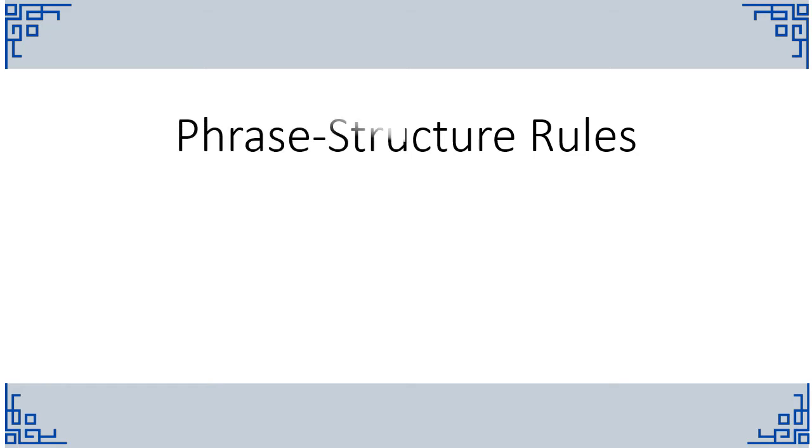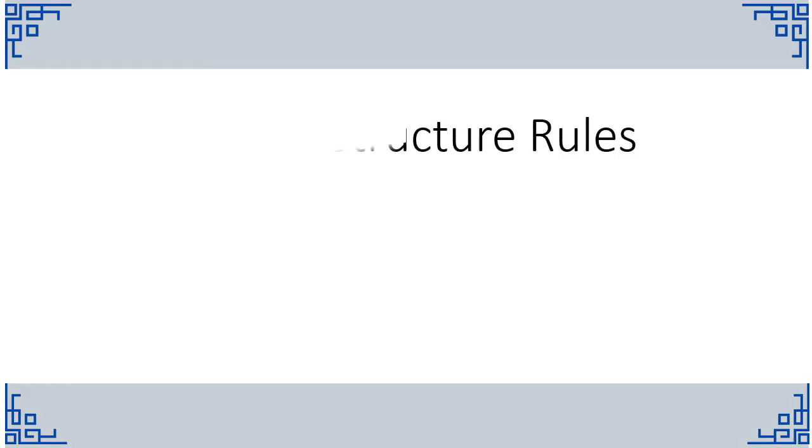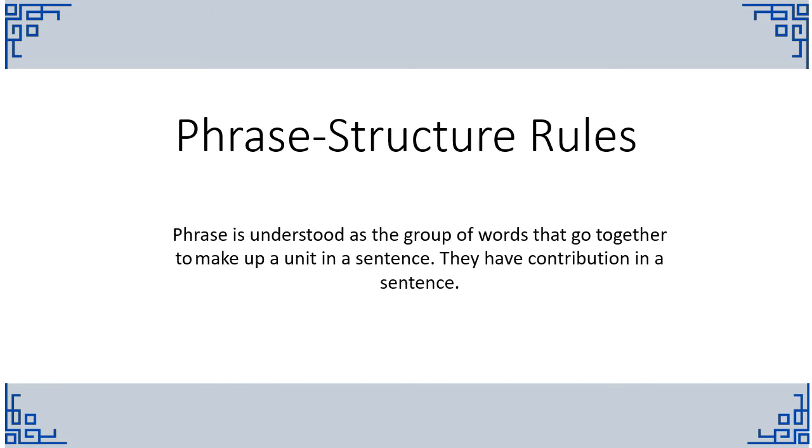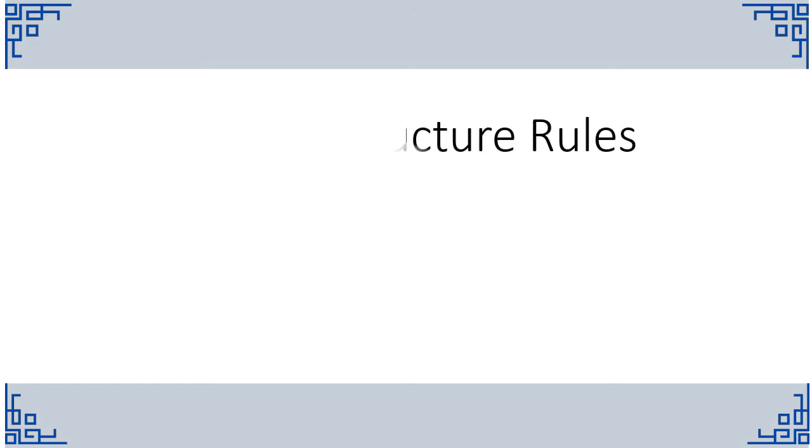For this meeting, we will discuss about phrase structure rules. A phrase is understood as a group of words that go together to make up a unit in a sentence. They have a contribution in a sentence. They have functions equivalent to determiners, nouns, verbs, adverbs, prepositions, and other word classes.